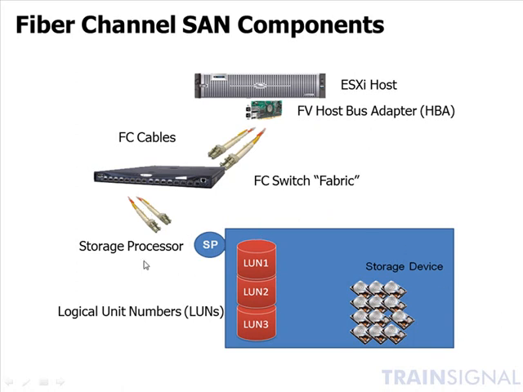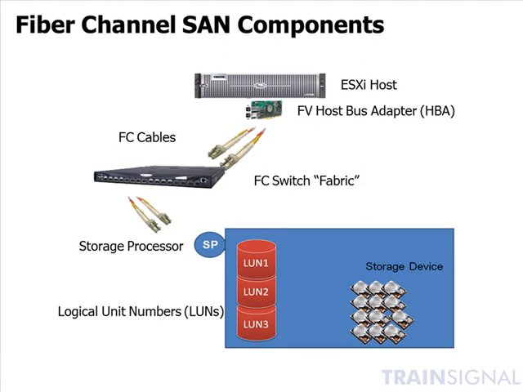Now the storage area network consists of a storage processor. The storage processor is going to receive the commands that are sent from the ESXi host through the HBA, through the switch, and then it's going to give access to the LUN. Now the LUN stands for logical unit number, and think of a LUN as an aggregate of physical disks. So you come into your storage devices here, and by the way, these are your hard disks, your spindles, whatever you want to call them. This is the storage, what you buy.